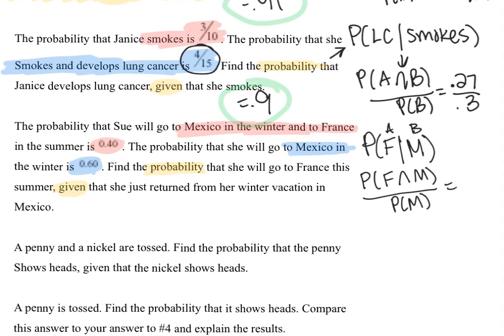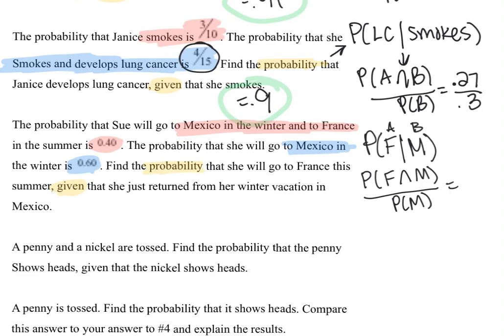The probability that she goes to France and Mexico is 0.40, over the probability that she goes to Mexico, which is 0.60. So 0.4 divided by 0.6 is 0.666666, so we could say about 0.67. And again, I'm asking for probability, so that is my answer.